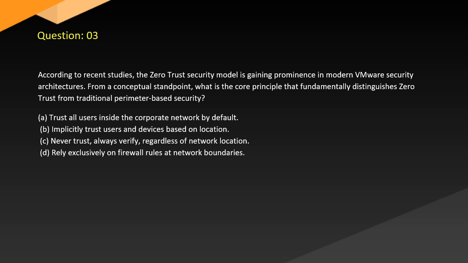A. Trust all users inside the corporate network by default. B. Implicitly trust users and devices based on location. C. Never trust, always verify regardless of network location. D. Rely exclusively on firewall rules at network boundaries.